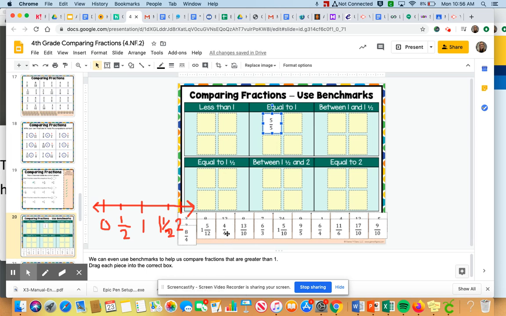Let's try another easy one. 4/4. Well, I know 4/4 is the same as 1 because it has the same number on the top and the bottom. Let's look at 8/4 right here. Well, let's see. It's cut into fourths, and there's 8 of them. I know that that numerator is bigger than the denominator. Maybe I'm going to draw a picture of 8/4.